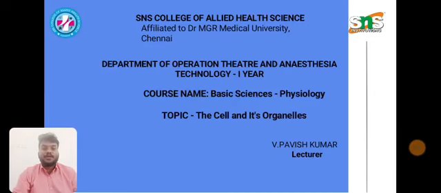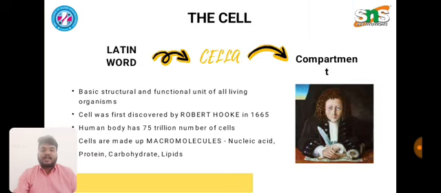Hello everyone. Today we are going to learn about the cell and its organelles. A cell is the smallest structural and functional unit of life. All living organisms, including plants, animals, and humans, are made up of cells. So, what is meant by cell? Cell is a structural and functional unit of all living organisms. It was first discovered by Robert Hooke in 1665.